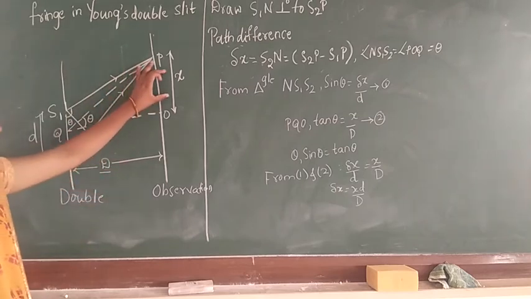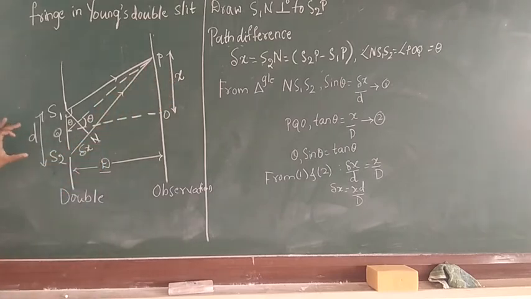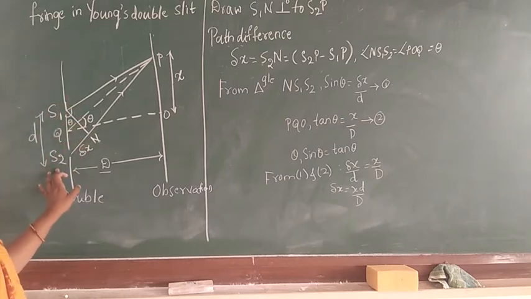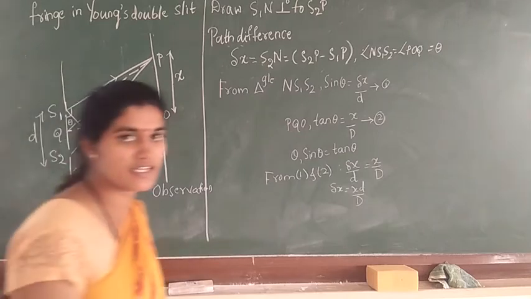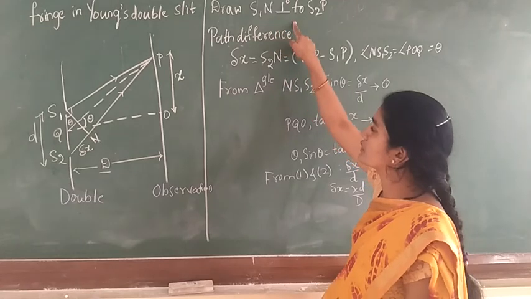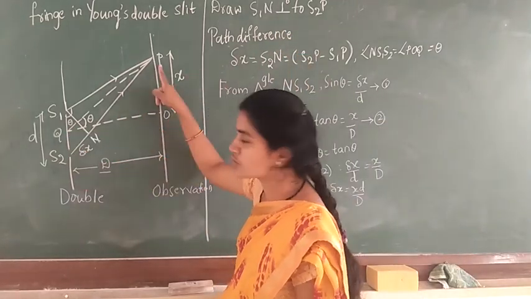Now next, here we are considering x as the fringe distance. Now let us consider small d. Small d is the distance between the slits S1 and S2, and capital D is the distance between the double slit and the observation screen, and S1P and S2P are the two wavefronts, and Q is the midpoint. Now let us draw S1N perpendicular to S2P.